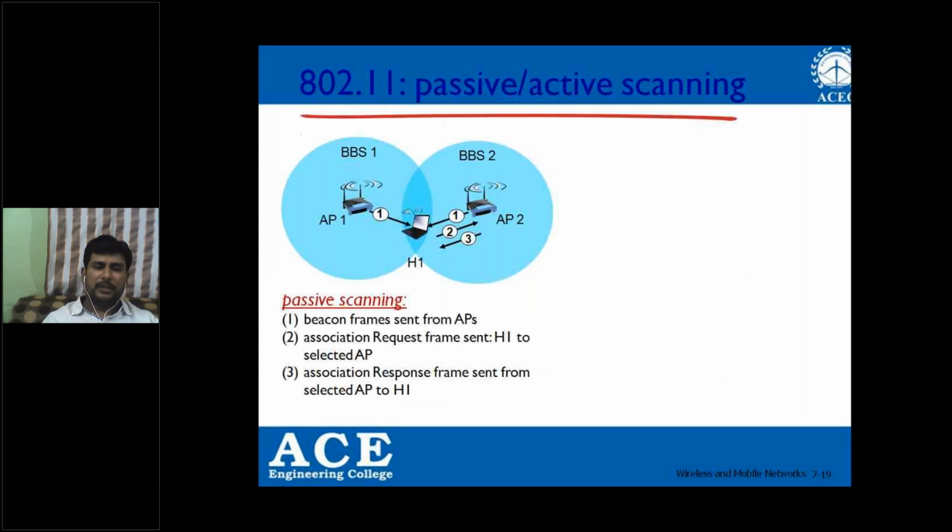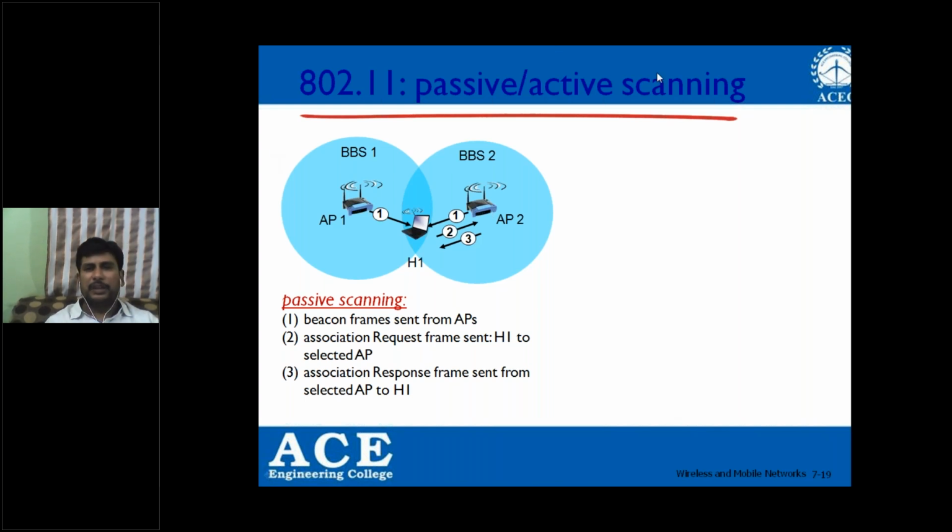So here, the process of identifying the nearest base station and trying to connect to it is called scanning, which actually happens in two ways. The first one is called passive scanning, the other one is called active scanning. The difference is that passive scanning is initiated by the base station, whereas active scanning is initiated by the mobile device. Now let us have a look at it.